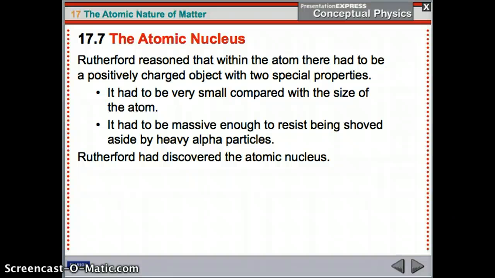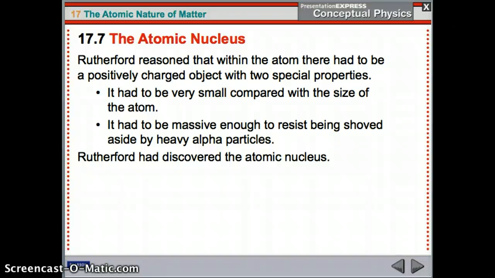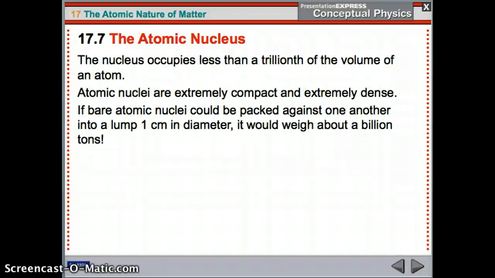Alright, Rutherford decided it had to be positively charged because it's repelling those positively charged alpha particles. It had to be very small, right, so he realized the atom must be empty space. But it also has to be massive enough, big enough, that when those big alpha particles hit the nucleus, the nuclei don't just go running away. So he found the nucleus.